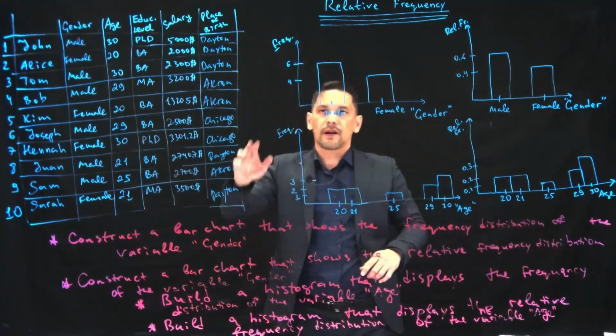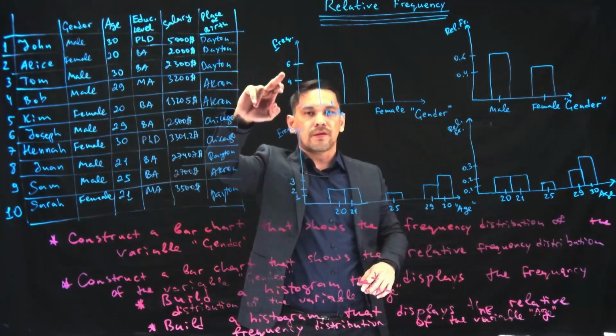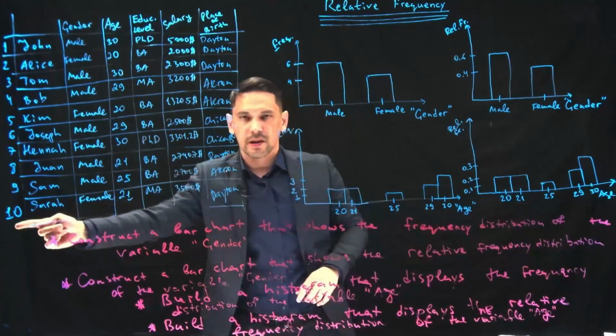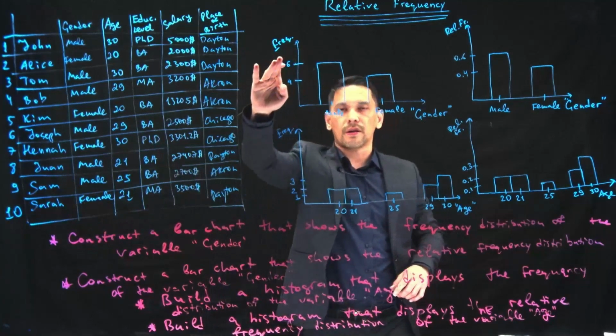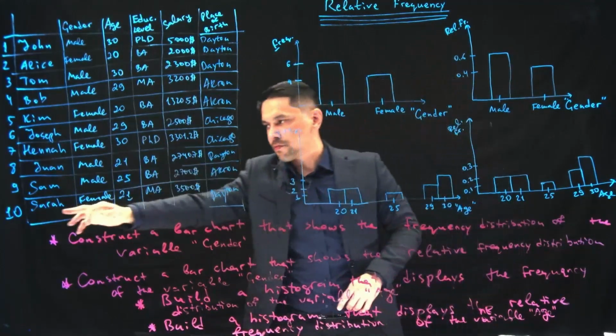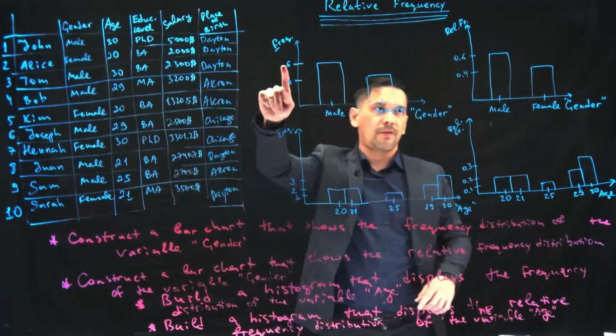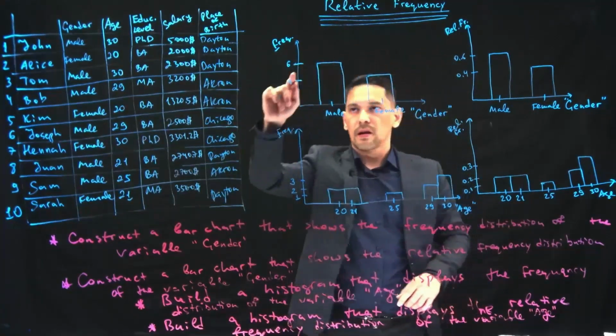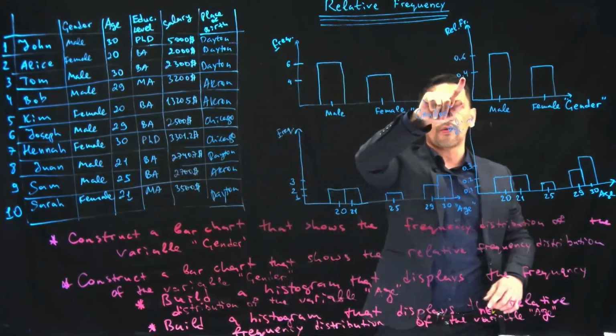Now, if I divide the frequencies by the total number of people in my data set, then I will convert the frequencies into relative frequencies. So the total number of people is 10. So 6 divided by 10 is 0.6, and 4 divided by 10 is 0.4.